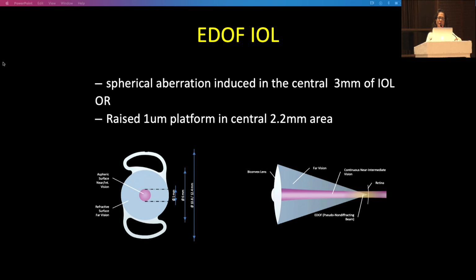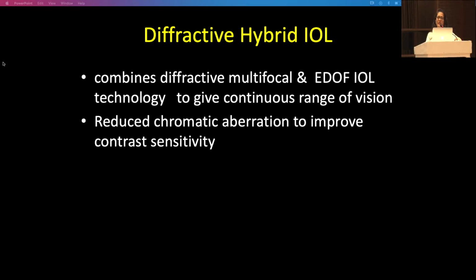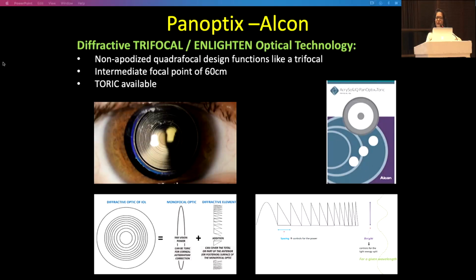The other part of the spectrum is the EDOF lenses, which are very popular now. They are based on either inducing a spherical aberration in the center, or having a raised platform, or a wavefront technology. You also have the extended range of vision, where again the idea is to stretch the wavefront, which shifts the light to give an extended focal length and hence a continuous range of vision. Then there is a category where they're doing a sandwich, a mixture of both diffractive and EDOF kind of lenses. So you have diffractive hybrid IOLs, or you have a diffractive refractive multifocal hybrid. Again, all modifications to improve the performance of these presbyopic lenses.